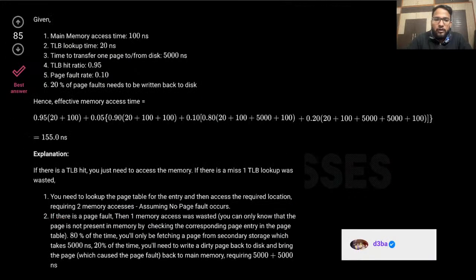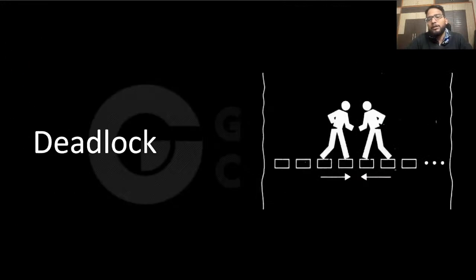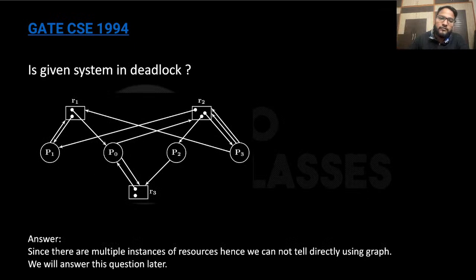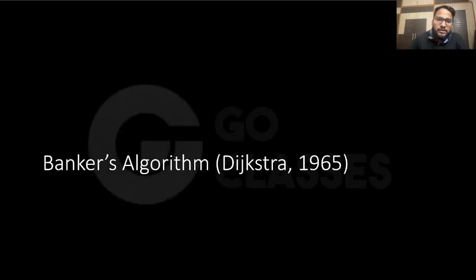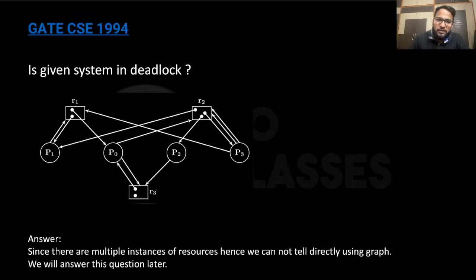Okay. Now let's move to the other topic of today. The today's topic itself is deadlock and file system. So let's just see the deadlock in a very brief way that is required for revision purposes. Now there will be some different types of questions that are asked in deadlock.